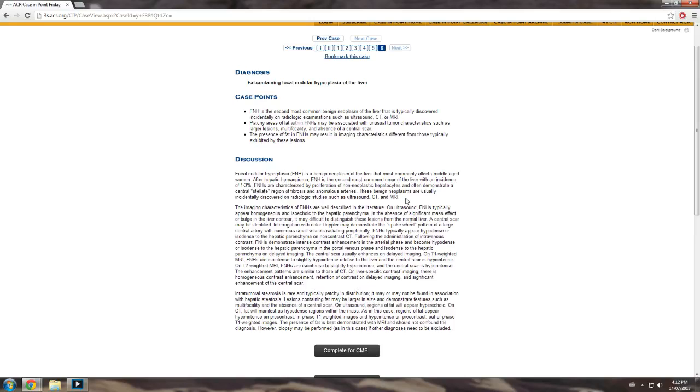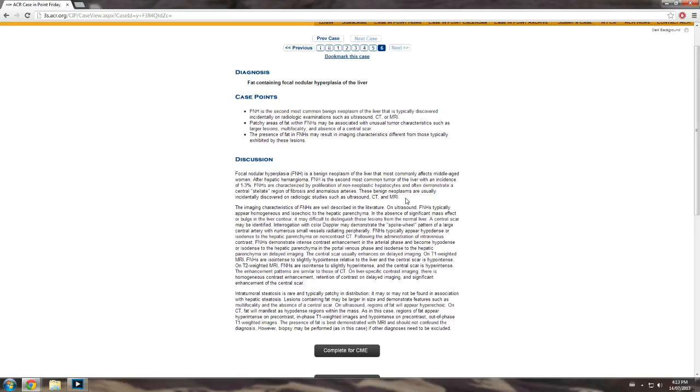The imaging characteristics of FNHs are well described in the literature. On ultrasound, FNHs typically appear homogeneous and isoechoic to the hepatic parenchyma. In the presence of significant mass effect or bulge in the liver contour, it may be difficult to distinguish these lesions from the normal liver. A central scar may be identified. Interrogation with color Doppler may demonstrate the spoke wheel pattern of a large central artery and numerous small vessels radiating peripherally. FNHs typically appear hypodense or isodense to hepatic parenchyma on non-contrast CT.